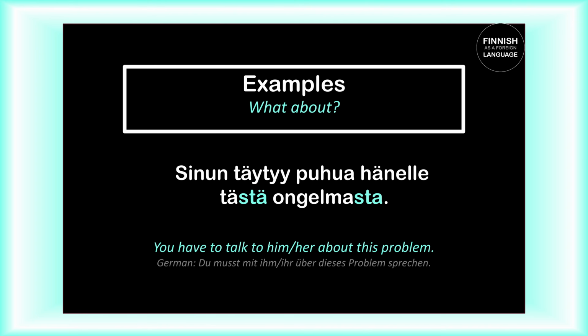It's the elative case of tämä ongelma. Why do we use the elative case here? Because it expresses the topic that needs to be talked about. So let's repeat. Sinun täytyy puhua hänelle tästä ongelmasta. You have to talk to him about this problem.